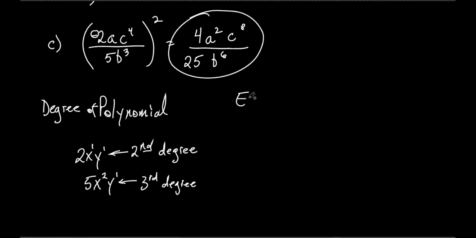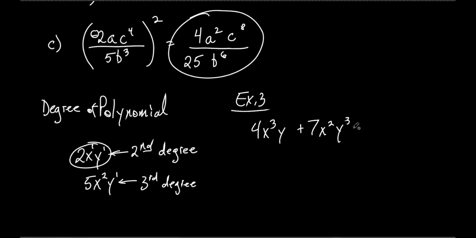Let's do example 3. We'll do it right here. I'm going to give you an actual polynomial with more than just one term. I mean, this technically is a polynomial, but it just has one term. Let's do one with more than one term. So I got 4x cubed y plus 7x squared y cubed minus 15 y to the 4th. And I want to find the degree of the whole entire polynomial, not just individually, but the whole one.